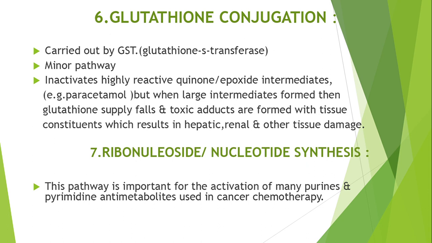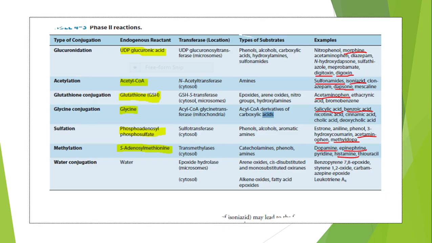Then coming to ribonucleotide synthesis. This pathway is important for the activation of many purine and pyrimidine antimetabolites used in cancer chemotherapy. So these are examples of phase 2 reactions. First, glucuronidation, a type of conjugation with an endogenous reactant.